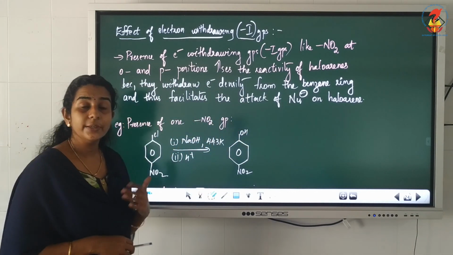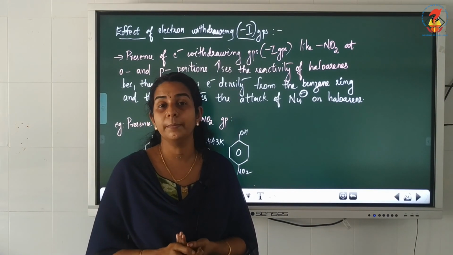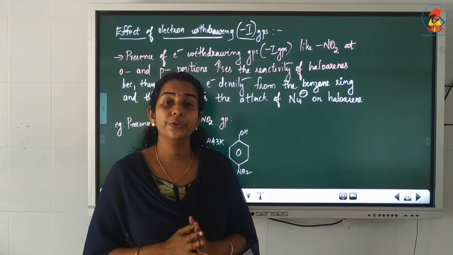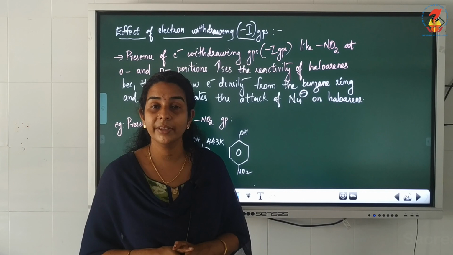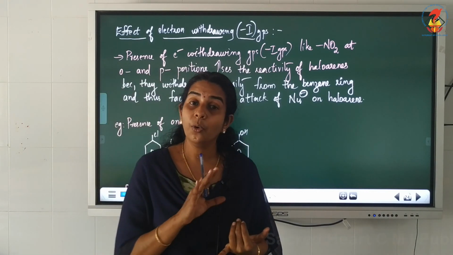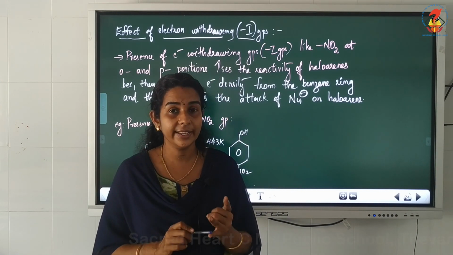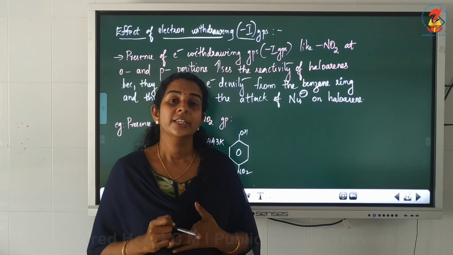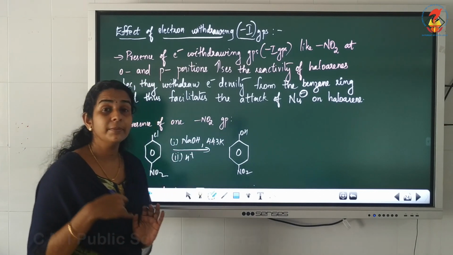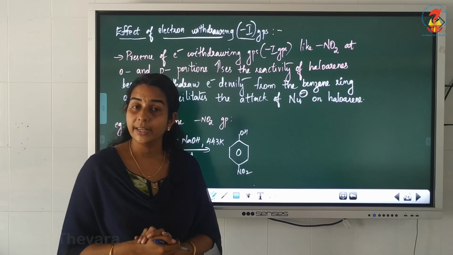Now, what is the effect if there are any minus I or electron withdrawing groups in this benzene ring? Will there be any effect on these nucleophilic substitution reactions? That we will see. Which are the minus I groups? Yes, NO2, then all the carbon containing functional groups like aldehyde, ketone, acid, etc. So the nitro group is a very good example for a minus I group.